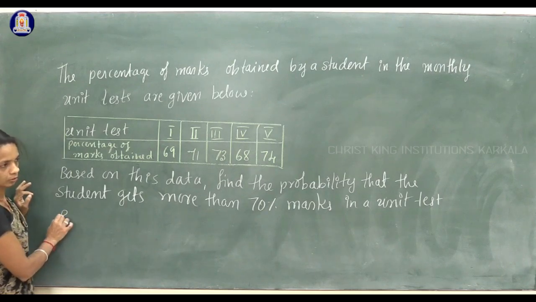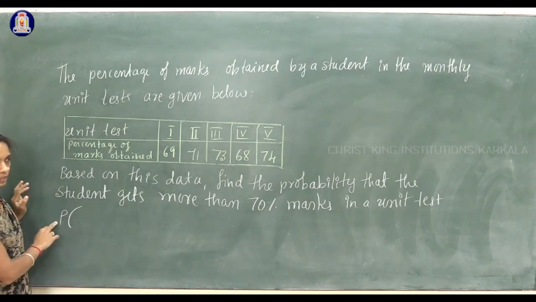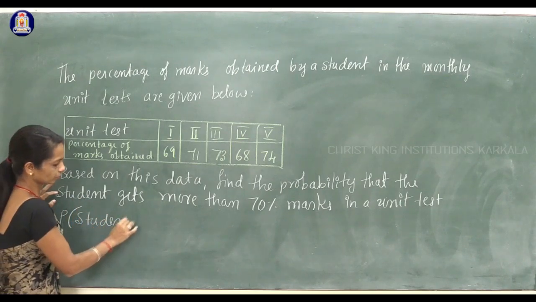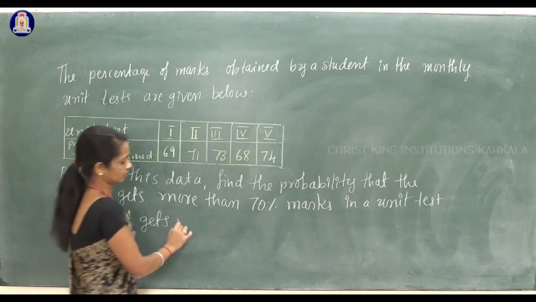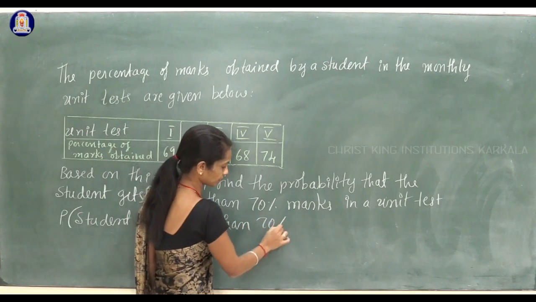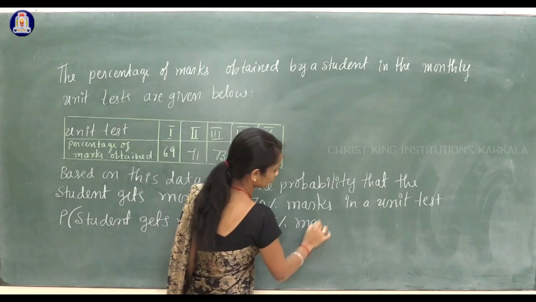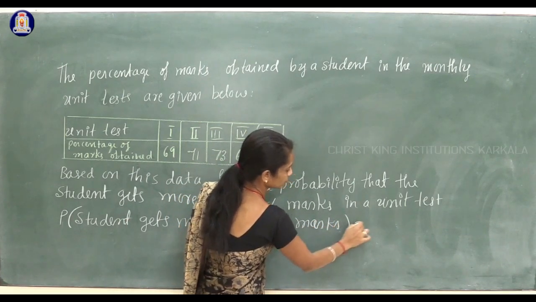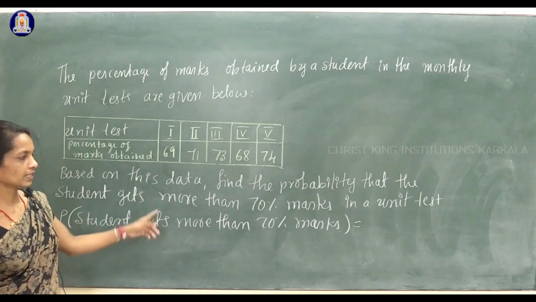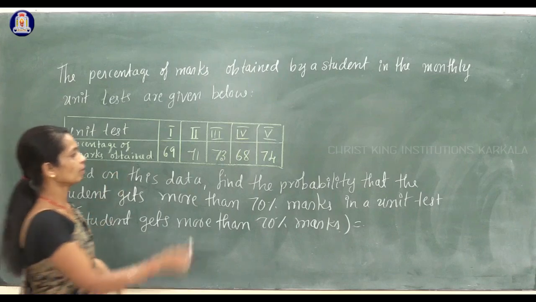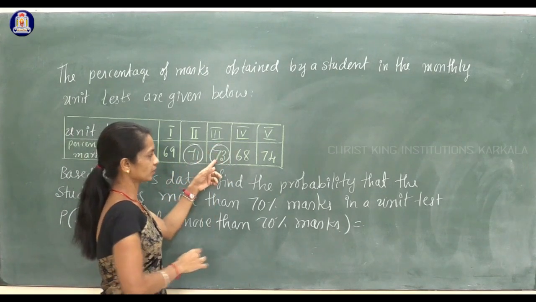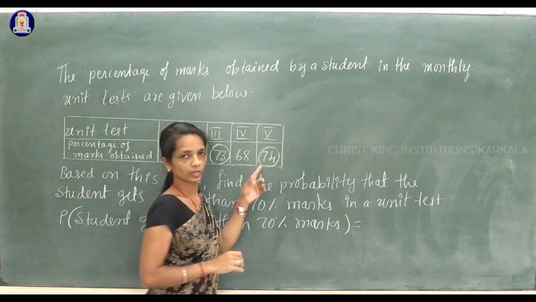So you are asked to find P, the probability that the student gets more than 70% of marks. For that, what you have to do is observe the table: in how many tests he got more than 70% marks. More than 70%: here you have 71, more than 70; 73; and 74, that is also more than 70%.